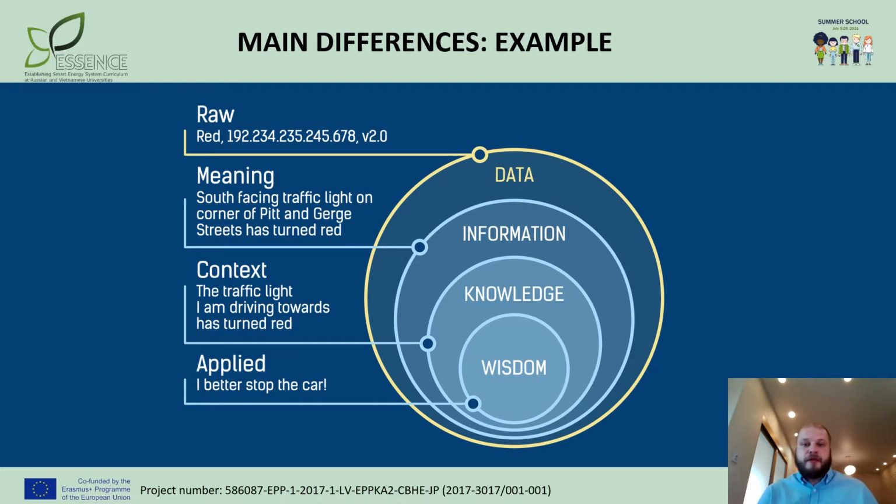Let's move on to knowledge. Knowledge is information in context. The traffic light I'm driving towards has turned red. So this is the judgment regarding the current situation. So you are driving the car and the traffic light you are driving towards turned red. And finally, we jump to wisdom. Wisdom is applied knowledge. At this stage, you know what to do because you'd better stop the car if the traffic light turns red.